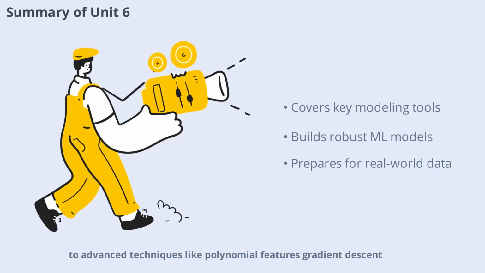In this unit, we explored the foundations of statistical modeling, from linear and multiple regression to advanced techniques like polynomial features, gradient descent, and logistic regression. We delved into the world of Bayesian statistics and the Monte Carlo method, understanding how these tools help us model, predict, and make decisions under uncertainty. By mastering these concepts, you're well equipped to build robust machine learning models and tackle real-world data challenges with confidence.